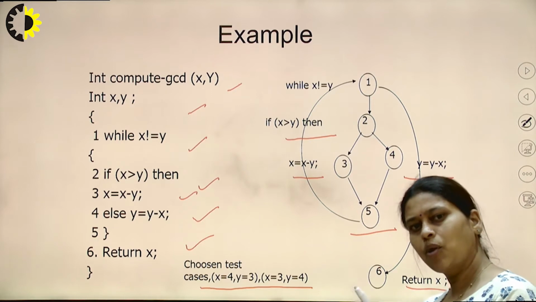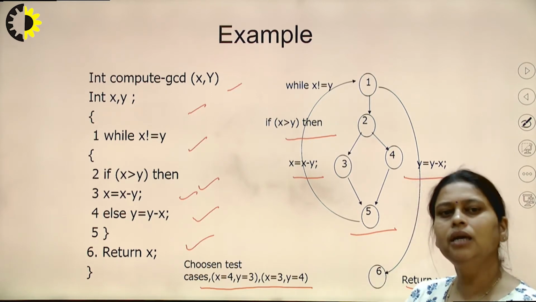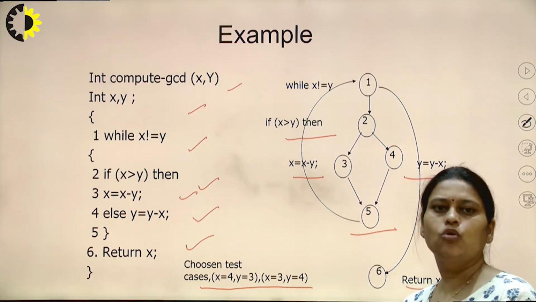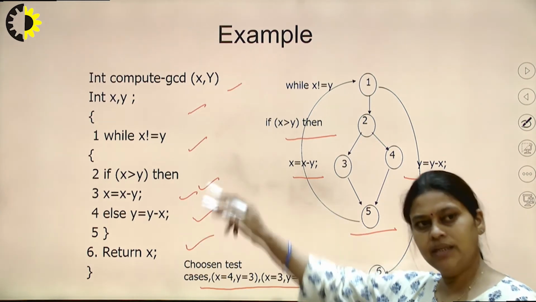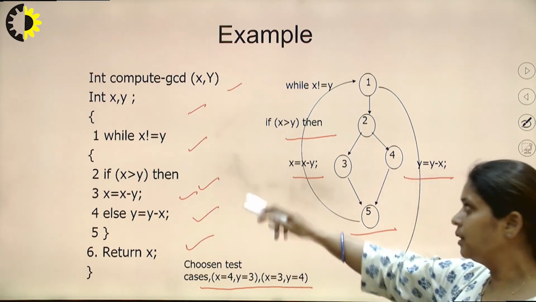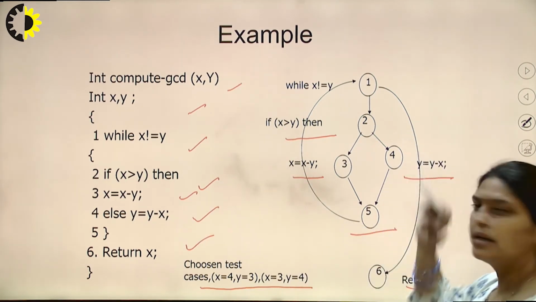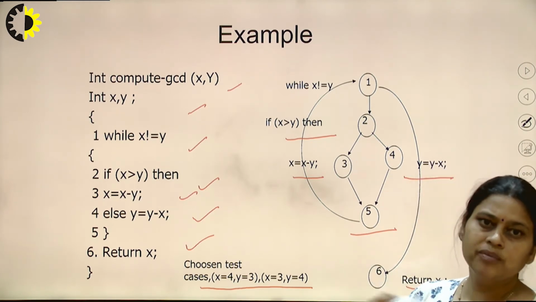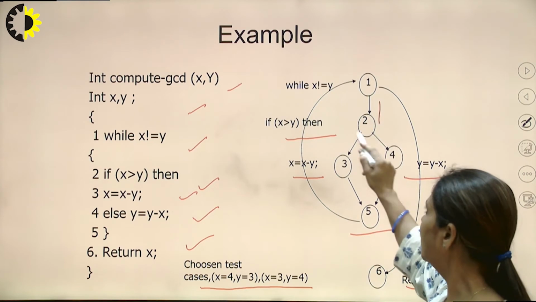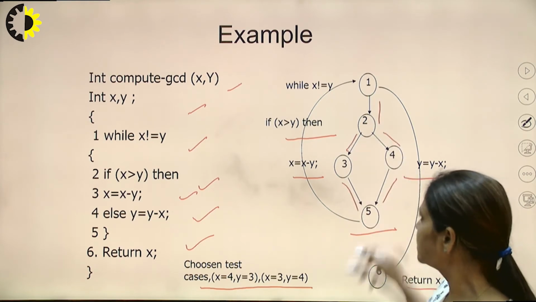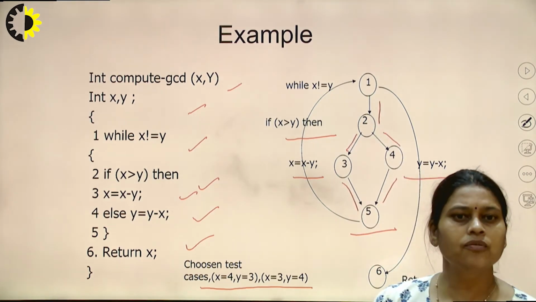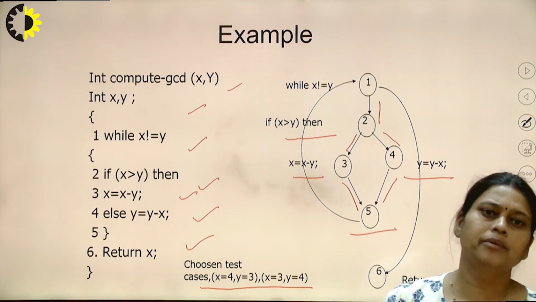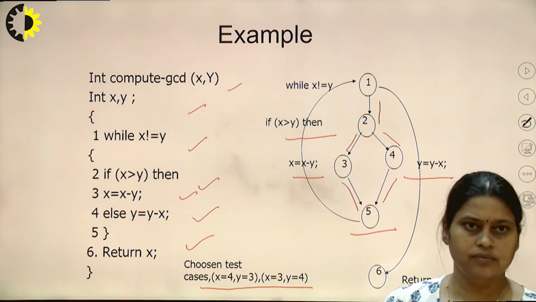So this is the process of how we can convert the program into a control flow graph. These are the set of statements, and these set of statements are converted in the CFG in the form of nodes, and the flow between two statements is represented by the edge. So this is an example of conversion of a program into a control flow graph.